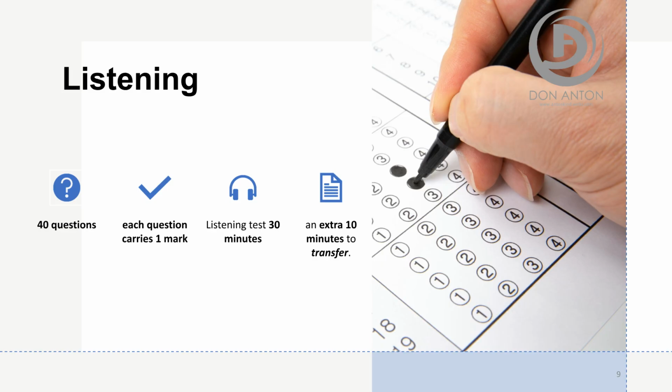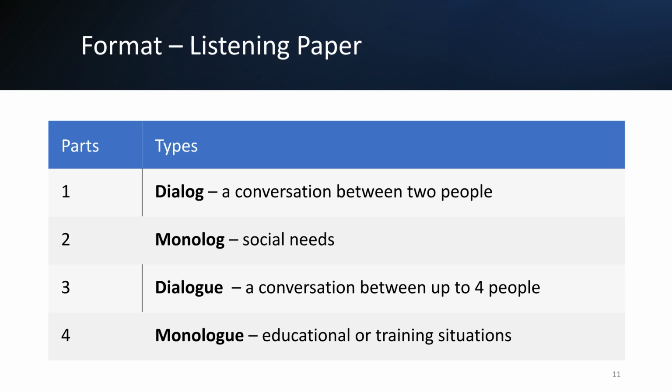The listening test has 40 questions, and each question carries 1 mark. You will have 30 minutes for the test, plus an extra 10 minutes to transfer your answers to the answer sheet. Now let's explore the format of the listening paper in detail. The listening paper is divided into 4 parts. Part 1 is a dialogue, a conversation between 2 people. Part 2 is a monologue focusing on social needs.